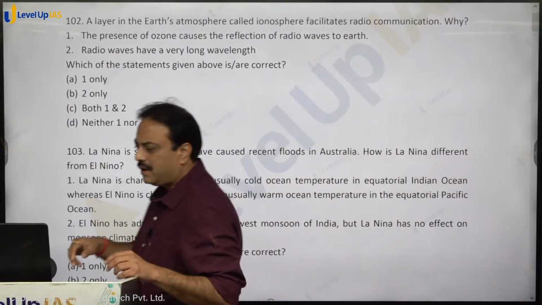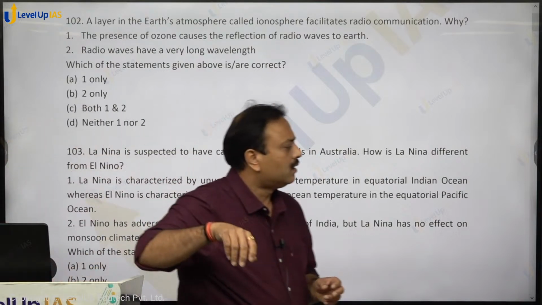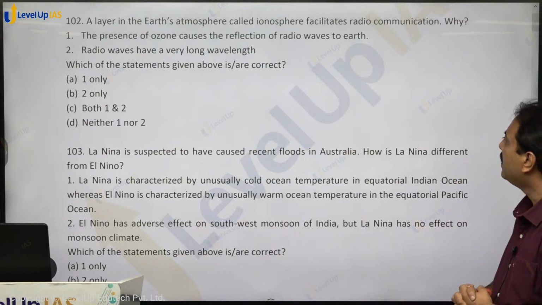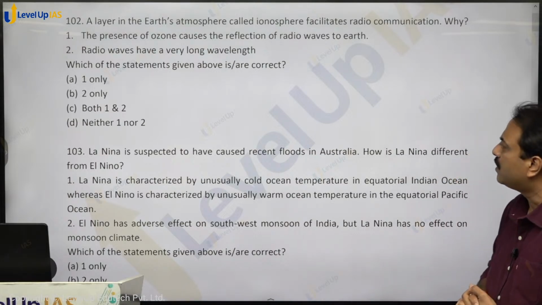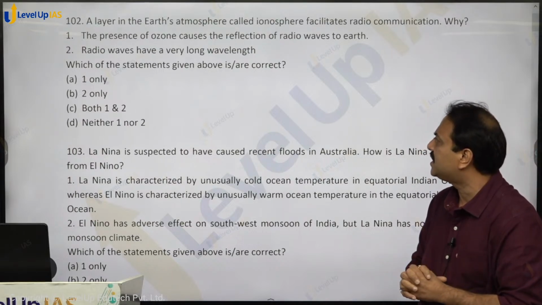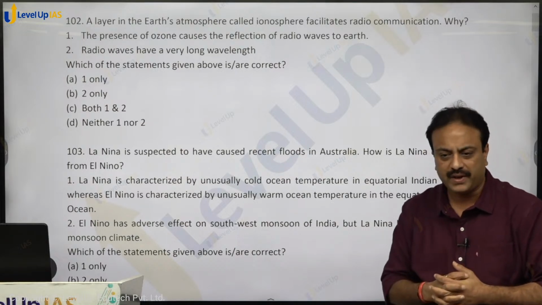Question number 2. Have a look at the question. A layer in the Earth's atmosphere called ionosphere facilitates radio communication. Why? Statement number 1: the presence of ozone causes the reflection of radio waves to Earth. Statement 2: radio waves have a very long wavelength.